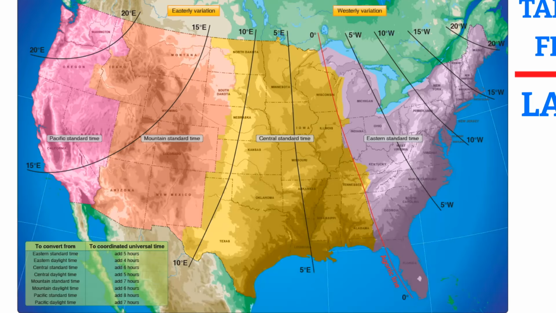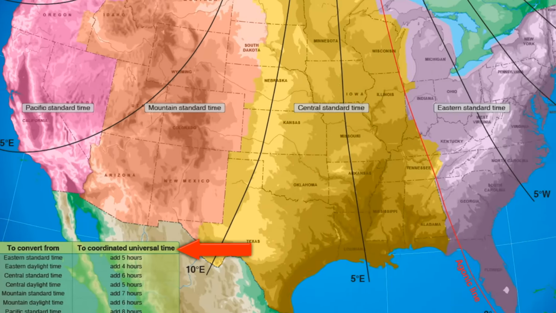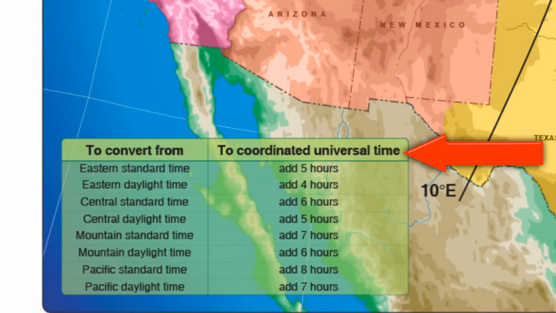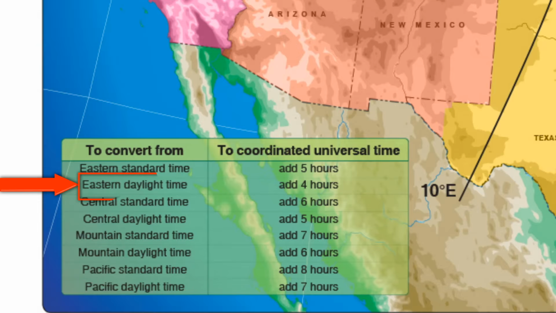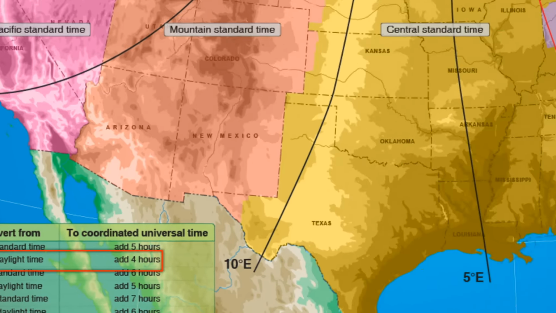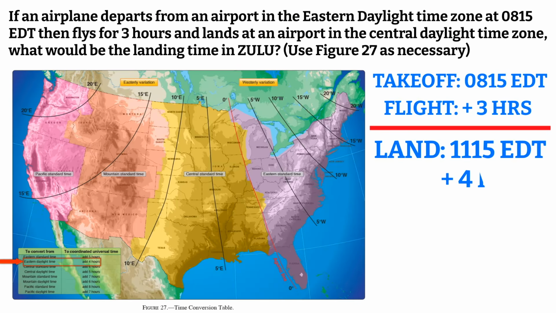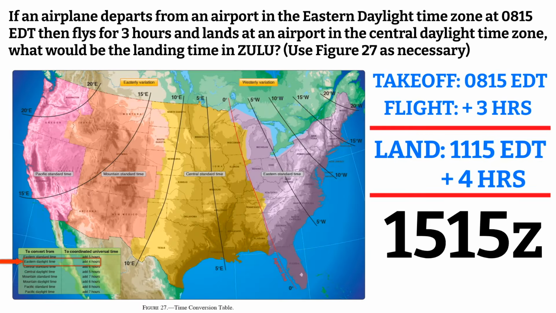Remember, Zulu time is basically just a slang word for coordinated universal time. So all we have to do is look at this chart in the lower left-hand corner of figure 27, and it literally tells us what to do here to get our Zulu time. It looks like for Eastern Daylight Time, all we have to do is add 4 hours. So 11:15 plus 4 hours is 15:15 Zulu. So we're landing at 15:15 Zulu. That's how easy this is, guys.